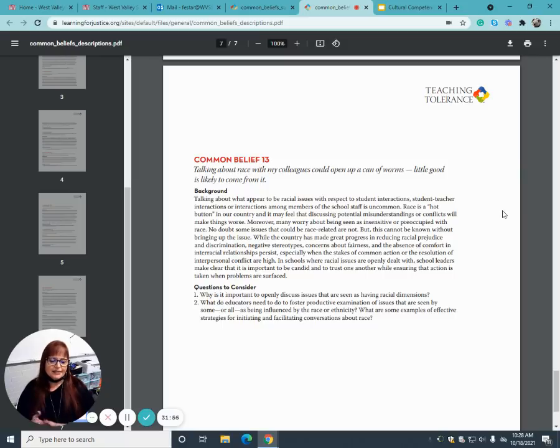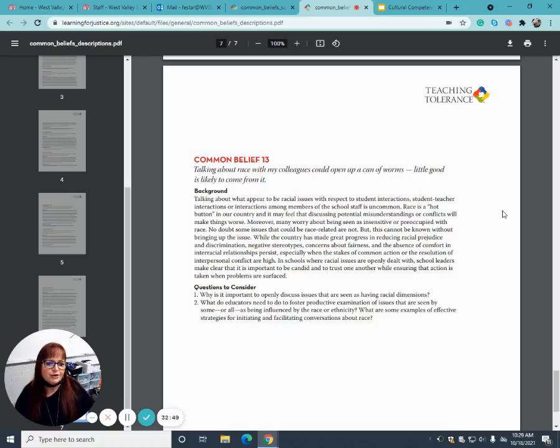And I know right now in this country, there are just a lot of discussions about race and equality and being culturally responsive. And this addresses it in this way. Talking about what appear to be racial issues with respect to student interactions, student-teacher interactions, or interactions among members of the school staff is uncommon. We normally don't do that. Race is a hot button in our country, and it may feel that discussing potential misunderstandings or conflicts will make things worse. Moreover, many worry about being seen as insensitive or preoccupied with race. No doubt, some issues that could be race-related are not. But this cannot be known without bringing up the issue.